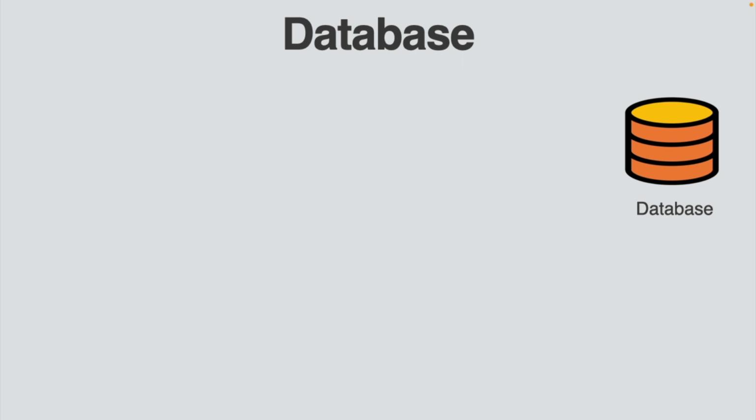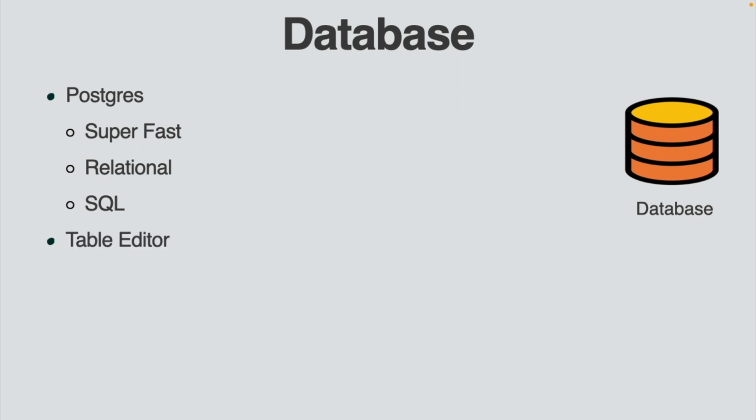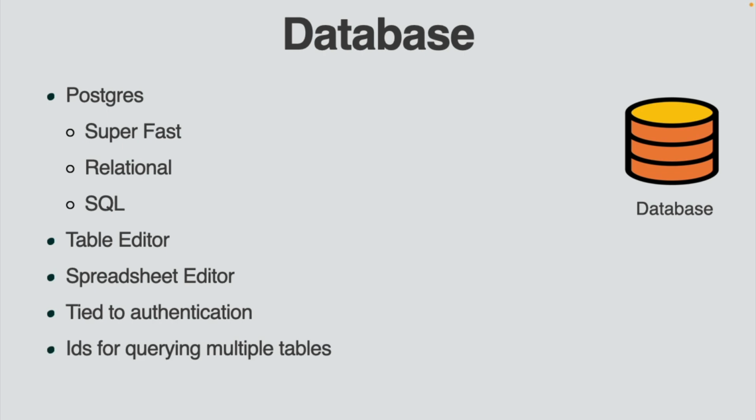Supabase uses Postgres for database management. Postgres is a super fast and relational SQL database system. You can create your tables in the Supabase table editor on their site and use their spreadsheet-like data editor. These databases are tied to your authentication system. Since Postgres is relational, you can add IDs to other tables so that you can query multiple tables. Supabase scales your database for you so you don't have to worry about it.